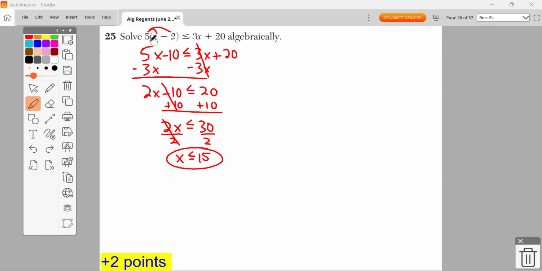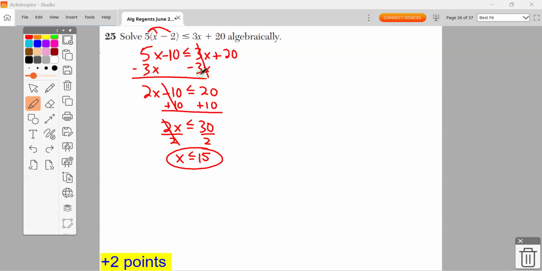So the first thing that we want to do is get rid of the parentheses. You get rid of the parentheses by distributing and distributing. Therefore, we have 5x minus 10 is less than or equal to 3x plus 20. You want to get all your letters onto one side. I like working with the smaller of the two letters first, so I chose to do minus 3x and minus 3x. You don't have to do that.